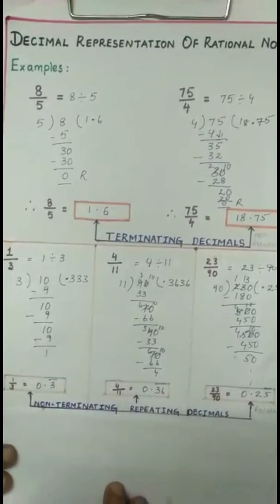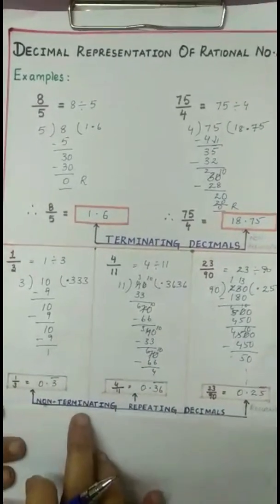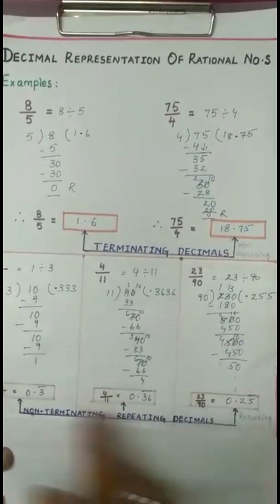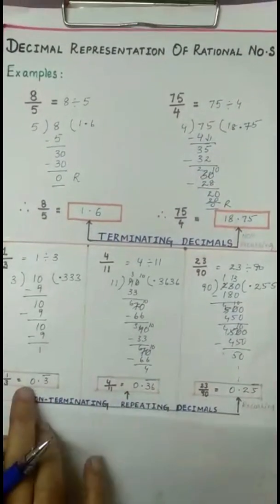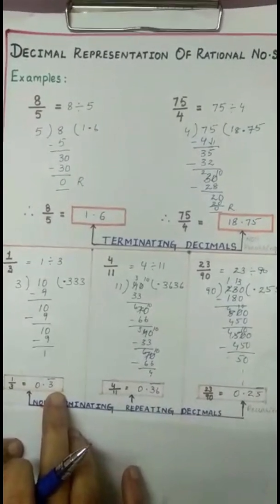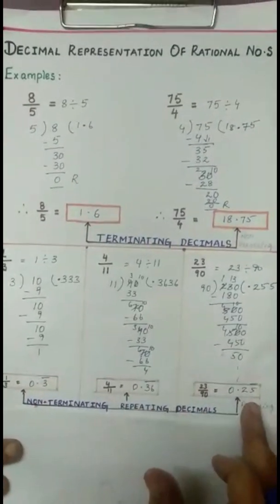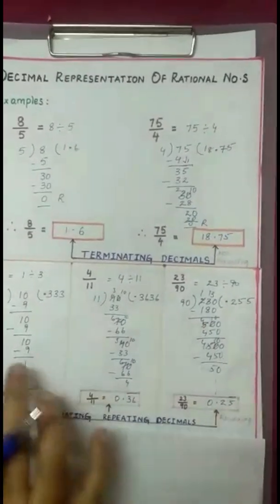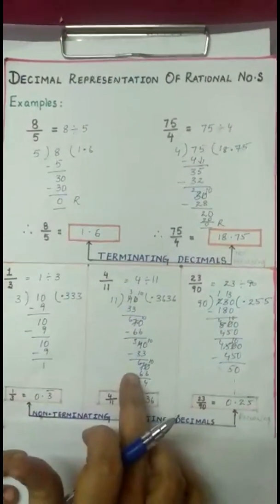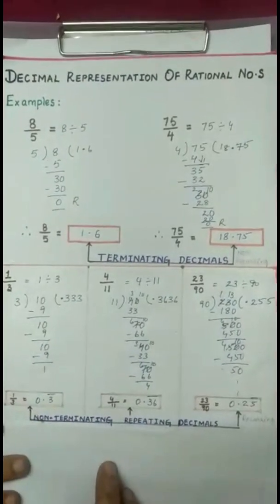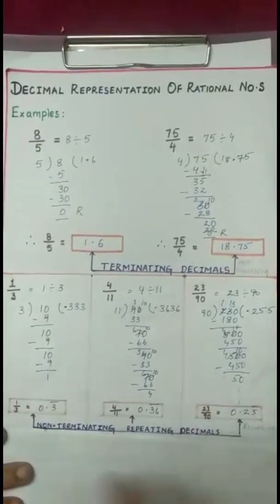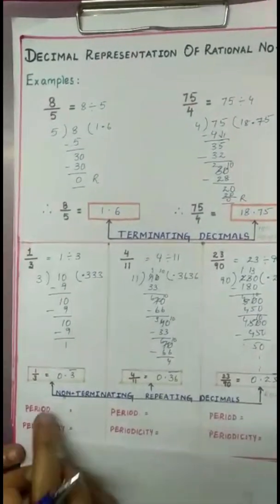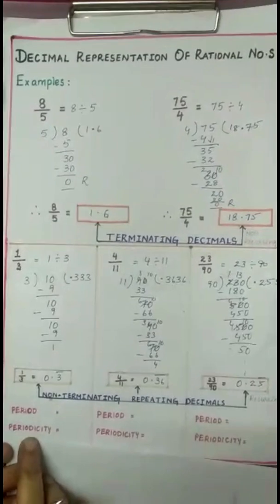Now you observe here, this kind of decimals we call non-terminating repeating decimals, or we can say recurring decimals. In the first two decimals, immediately after the decimal point, we have the recurring part. Now in the third case, after the decimal we have both recurring and non-recurring parts. So the first two decimals we call simple or pure recurring decimals, and this decimal we call a mixed recurring decimal.